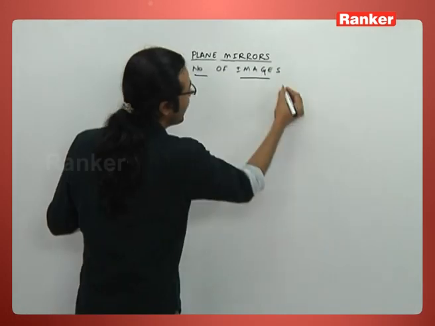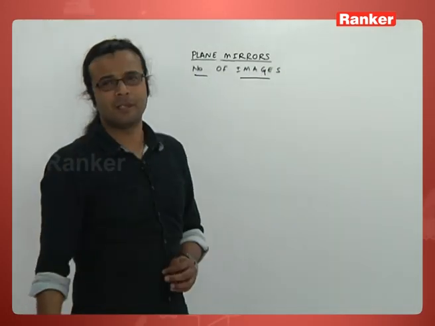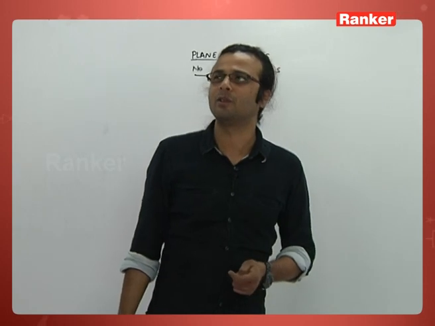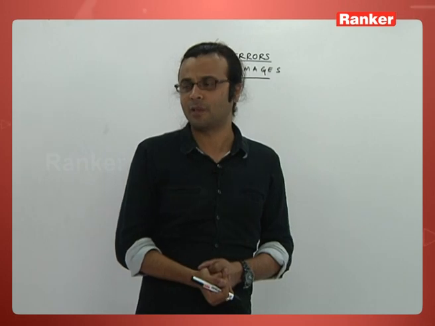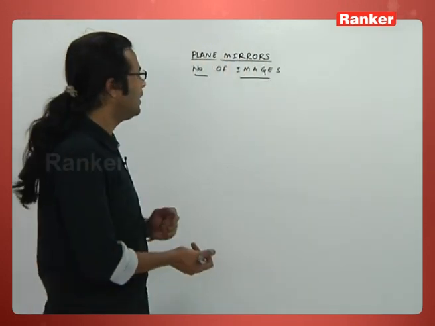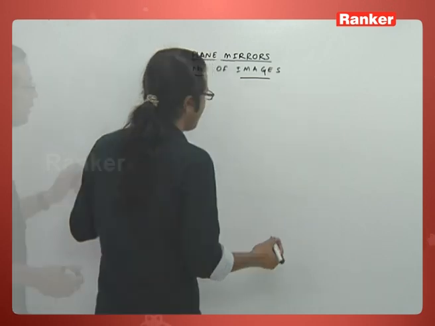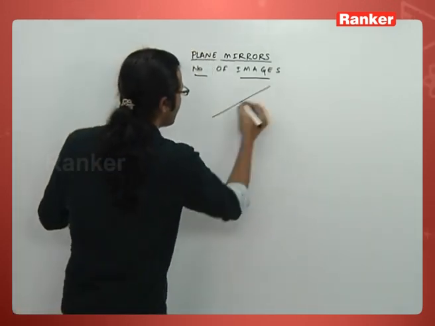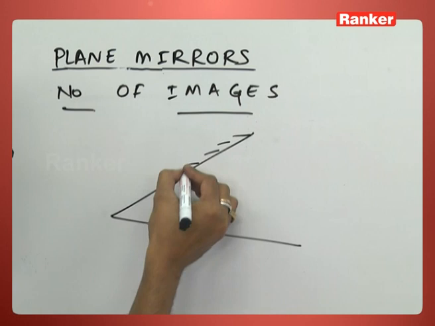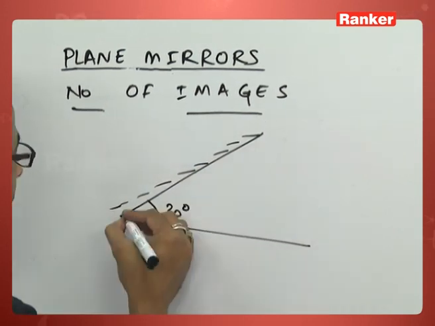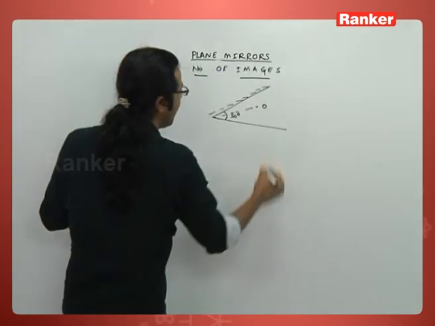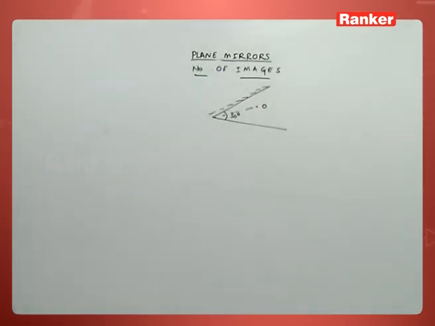Now in all books they write if 360 degree by theta is equal to even number, then the number of images will be n minus 1 or something like that. Let us go with the simple example. Now these are two mirrors which are inclined at an angle of 30 degree, and this is the object which is making an angle of 10 degree with the mirror M1.